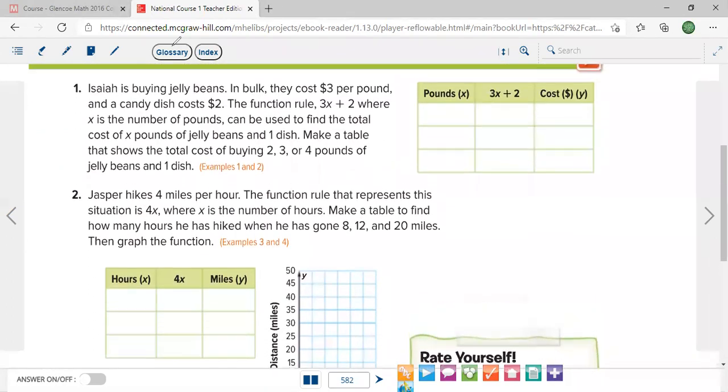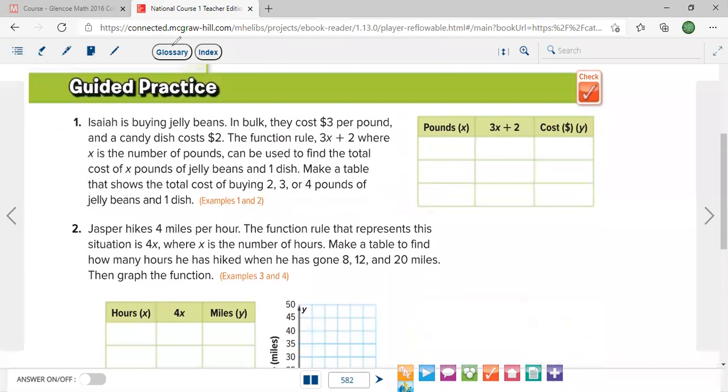We have two problems in the guided practice. Let's start with problem number 1. Isaiah is buying jelly beans in bulk. They cost $3 per pound, and a candy dish costs $2. The function rule is 3x plus 2, where x is the number of pounds. Pay attention, everybody. If we know the number of pounds, we can substitute to know the cost. X can be used to find the total cost of x pounds of jelly beans and one dish.